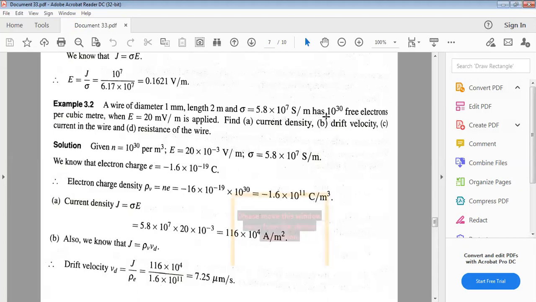It has 10 power 30 free electrons. How many free electrons are available? 10 power 30, and that many electrons are available per cubic meter. When the applied electric field E is 20 millivolt per meter, find the current density J. From current density J, you have to find the drift velocity VD. You have to find the current in the wire, how much current is passing through, and the resistance of that wire. These four parameters have to be calculated.